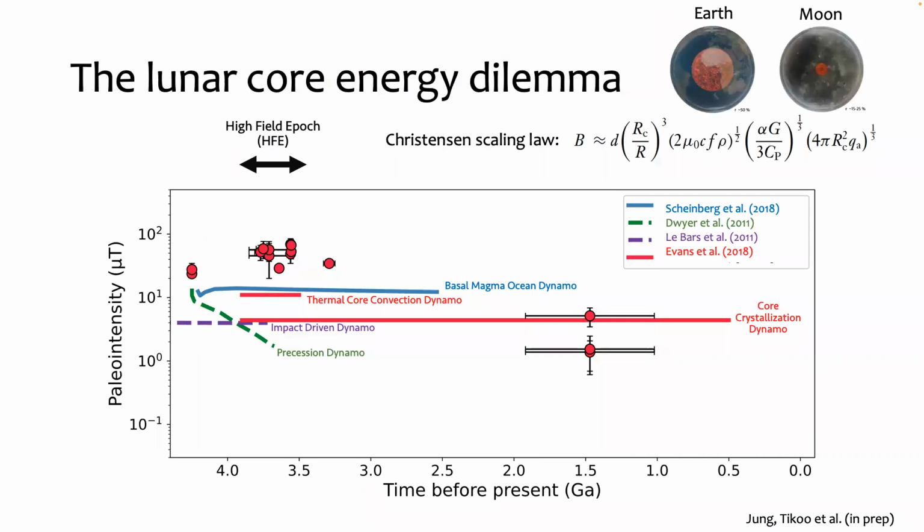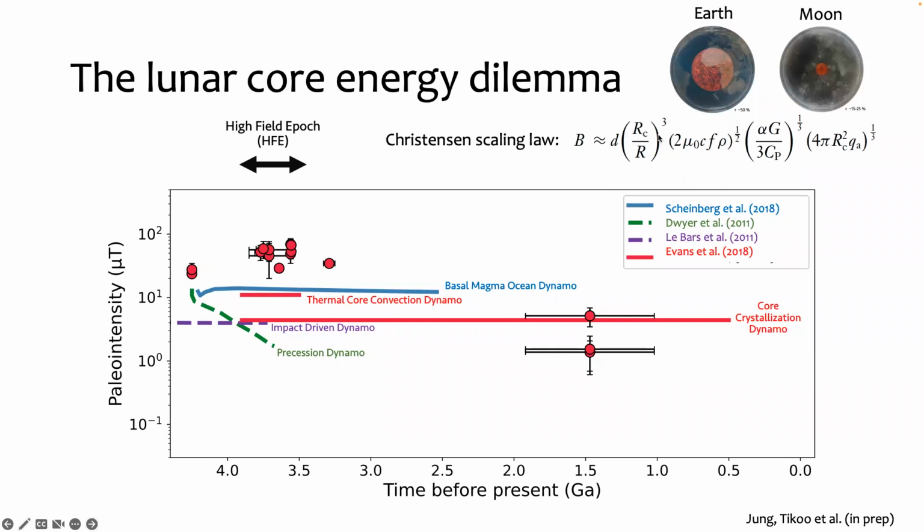However, all of these mechanisms, for the most part, suffer from the same kind of lunar core energy dilemma. And that is that based on dynamo scaling laws, the moon should not be able to produce very strong fields. So this Christensen scaling law was applied to many of these different dynamo models to predict what the field intensities produced by those models would be. And this is a complicated equation, but really only a couple terms are changeable. So a couple terms matter.